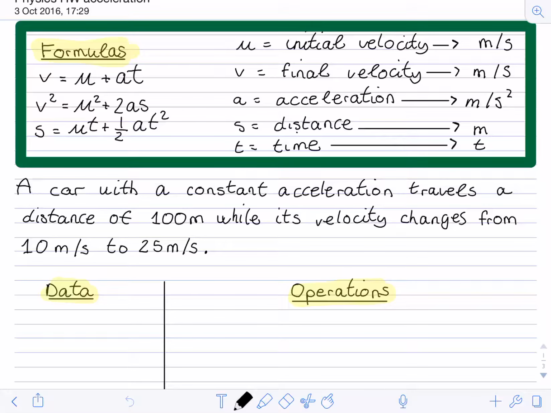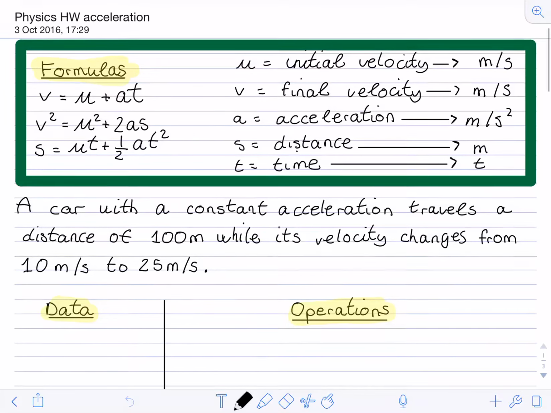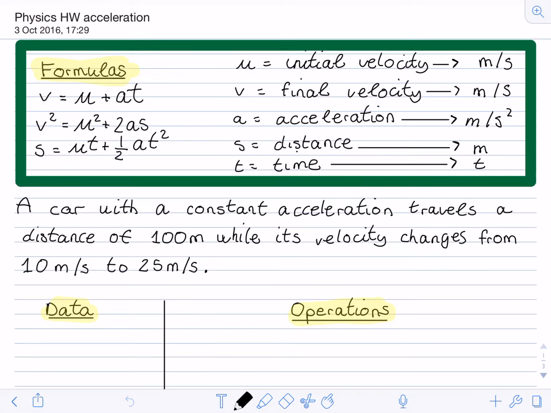Okay, so this is a physics problem about acceleration and velocity. As you can see here, there's a table on the top, which has the three formulas you can use for these kinds of questions. It also lists every single piece of data and the unit in which we measure it, so you can't really miss it here.